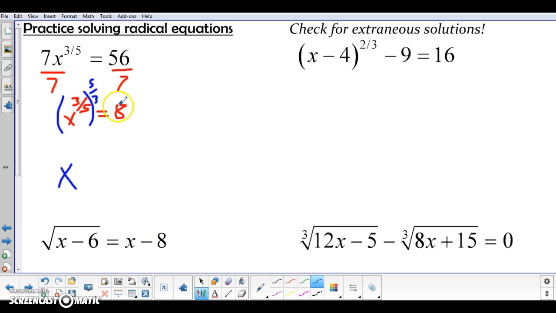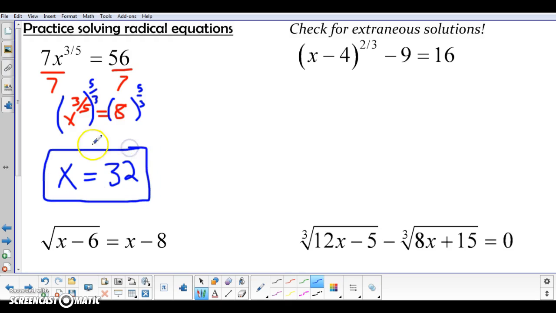Now if I do something on the left side, I should do the same to the right side of the equation. So I will also take 8 to the 5/3 power. Now that's something you could type into your calculator, or you could think about this. This means the cube root of 8, and the cube root of 8 happens to be 2, and then take that to the 5th power. Well, 2 to the 5th power is 32. So x equals 32 would be the answer that I come up with.